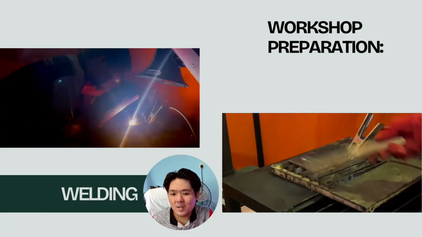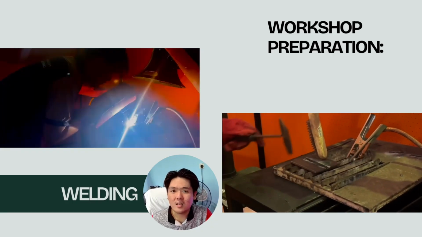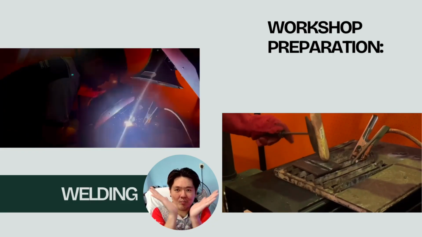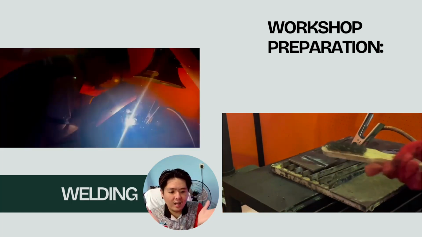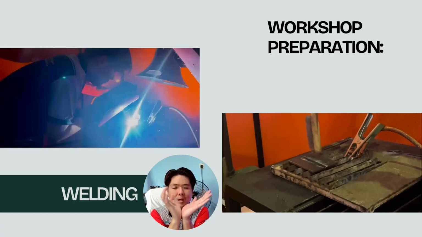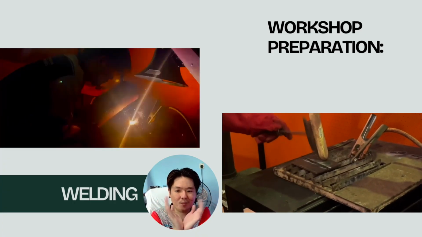And then the workpieces are aligned and clamped properly to prevent movement during welding. So what did we do? After making the 45-degree angle on both metals, we aligned them properly so that they don't move, and we fixed them together on the welding table in the workshop.